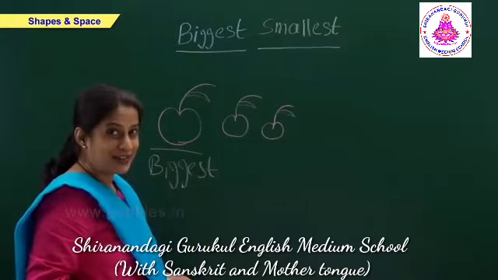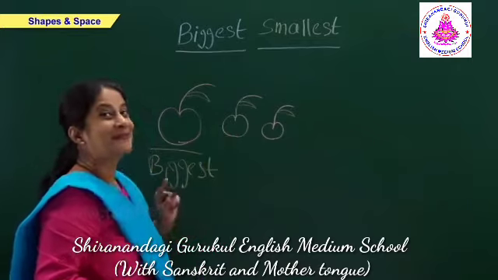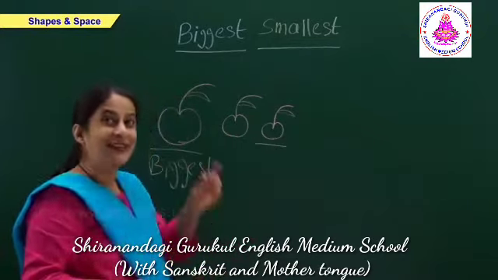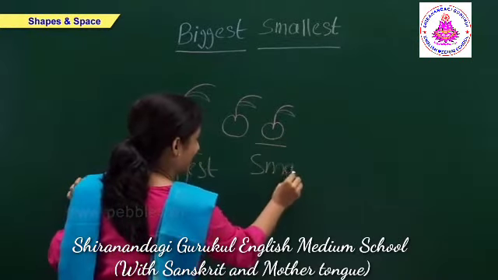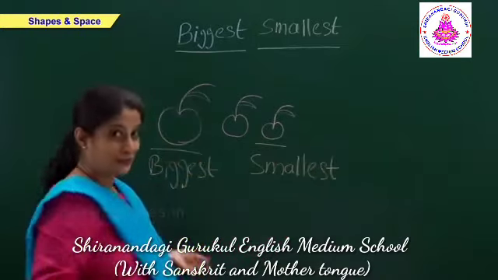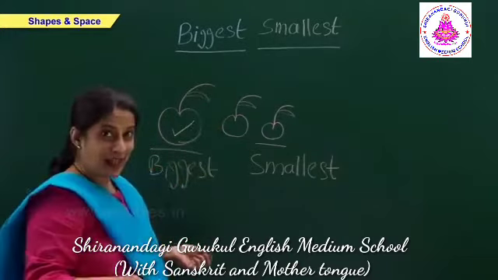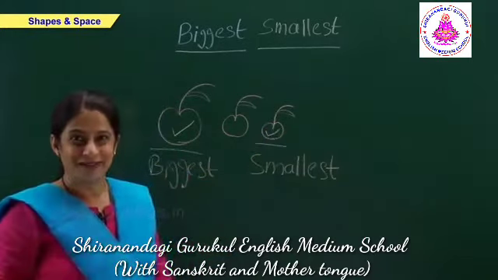And which is the smallest apple? This or this? Right. The third apple is the smallest apple. So, this is our biggest apple and this is our smallest apple.